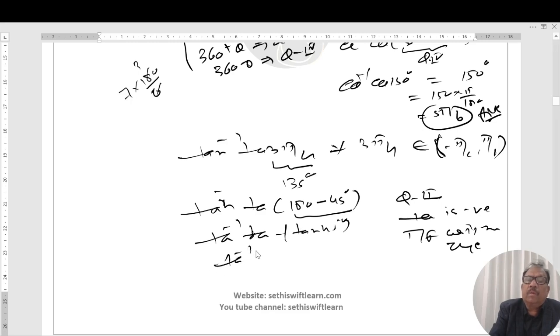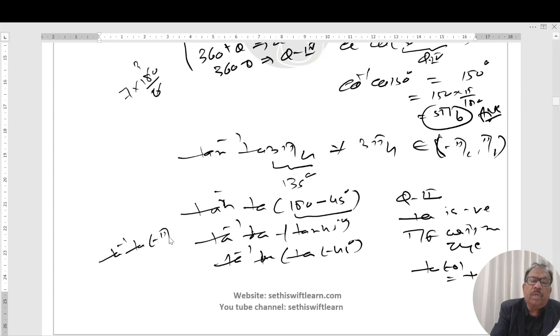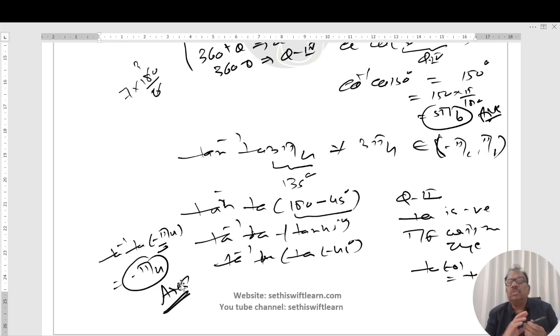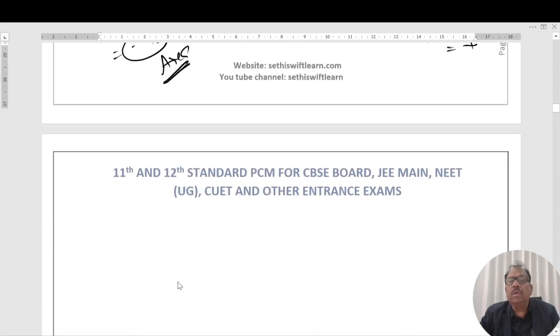Further, it can be tan of inverse tan of minus 45, as tan of minus theta is minus tan theta. So now it comes to tan of inverse tan of minus pi by 4. Now this minus pi by 4 belongs to this branch, right? The answer will be minus pi by 4. This is the answer, right? I have discussed all the things related to this one.